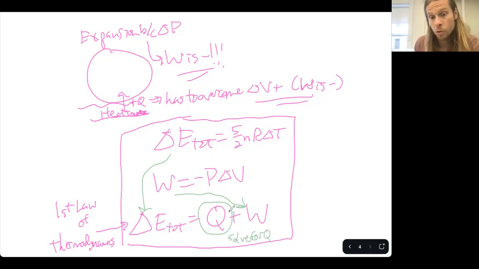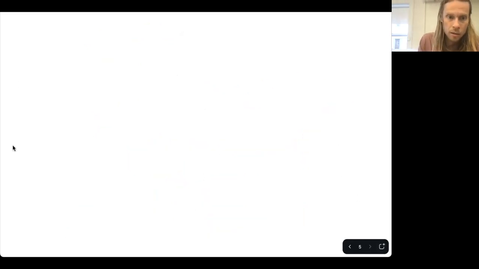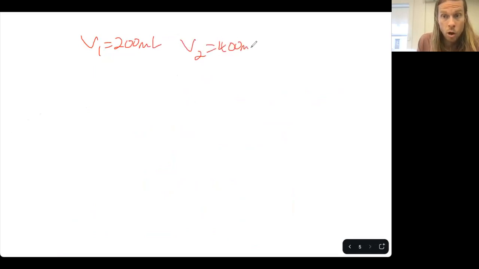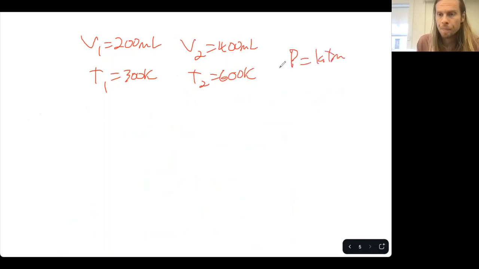There is no formula for Q, although we can prove MC delta T from this. If you had that in a chemistry class, we can prove that. We can derive the specific heat C from this equation, but it comes from this equation. This is the equation for heat. It's just another source of delta E total. So in our isobaric process here, V1 equals 200 milliliters, V2 is 400 milliliters, which we solved for. T1 is 300 Kelvin, T2 is 600 Kelvin at a constant 1 atm.